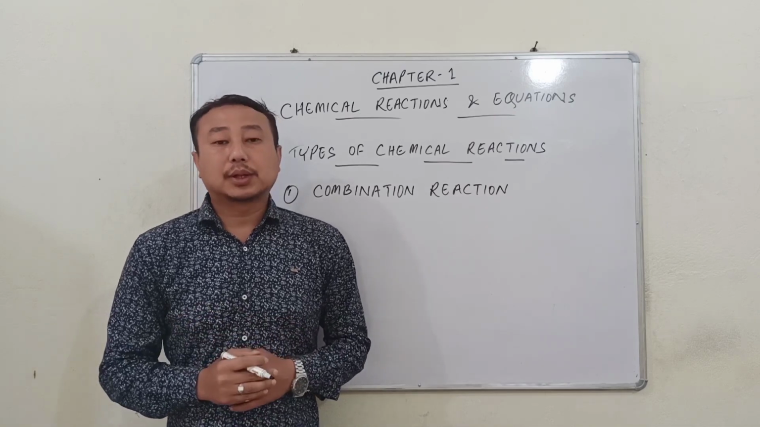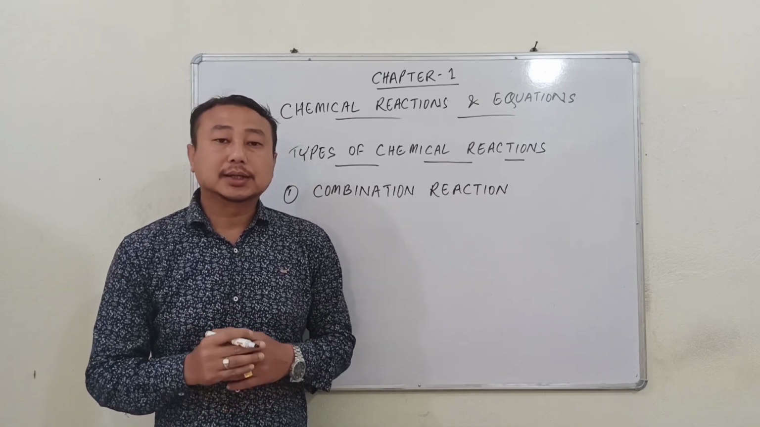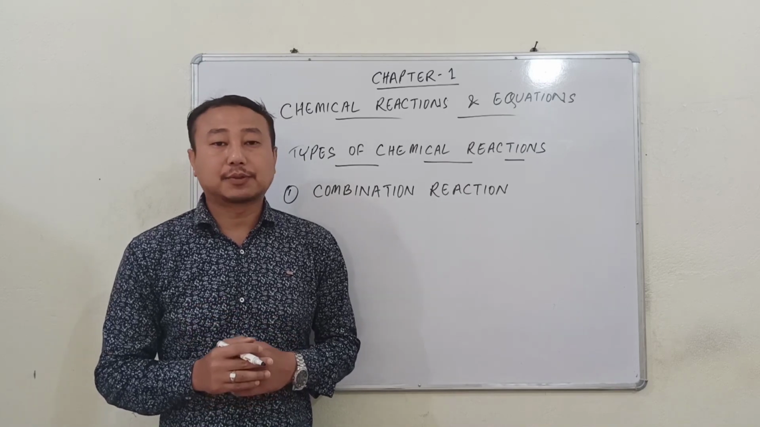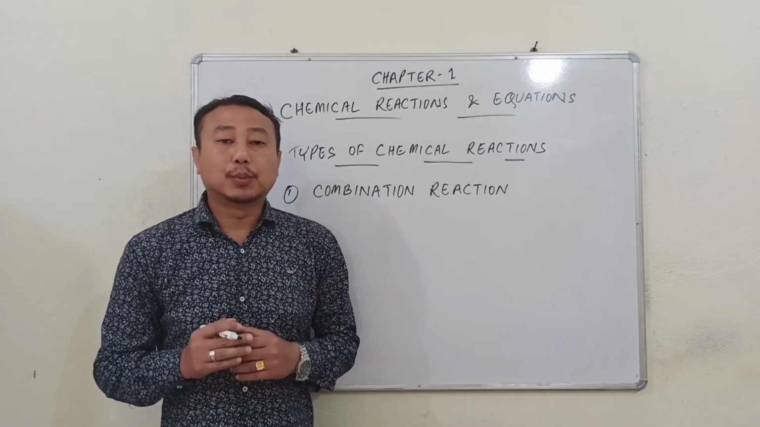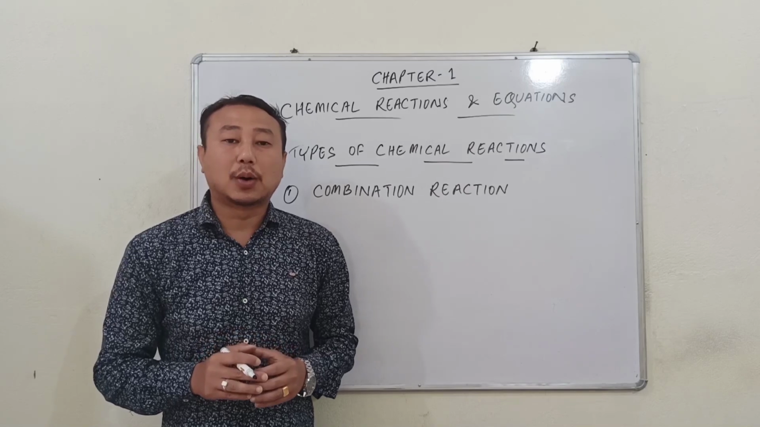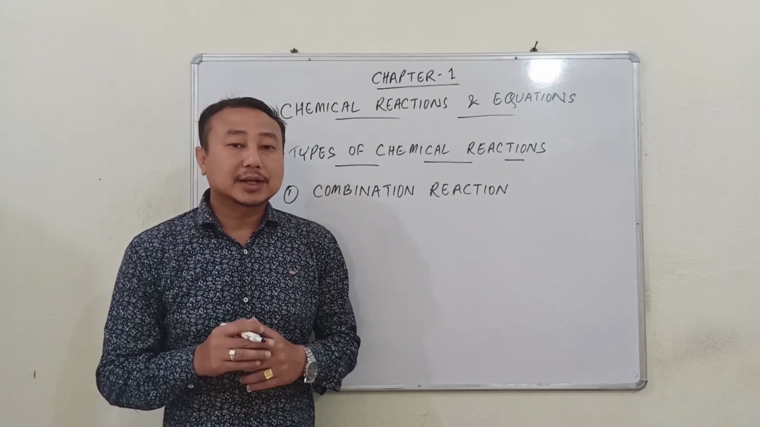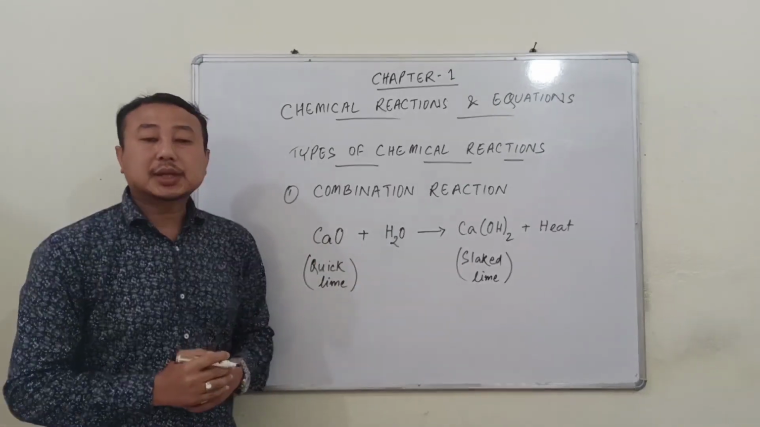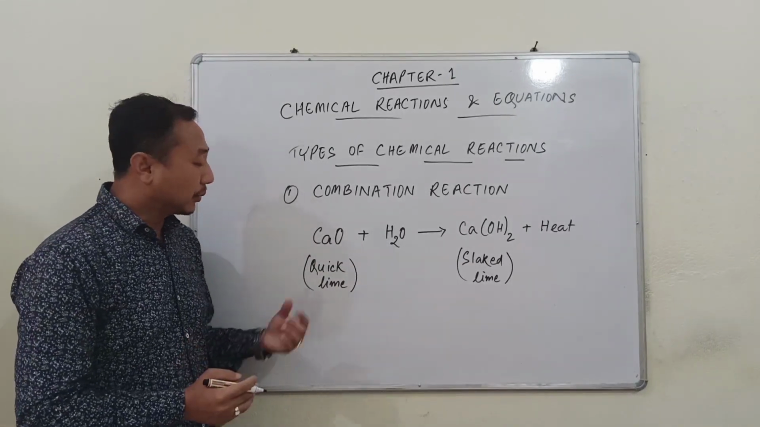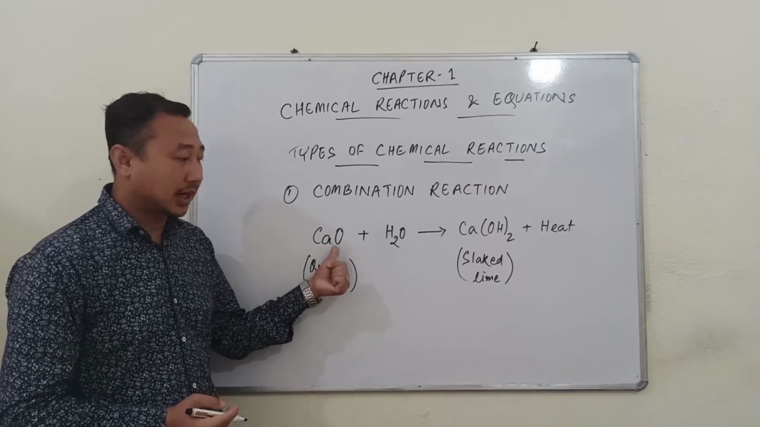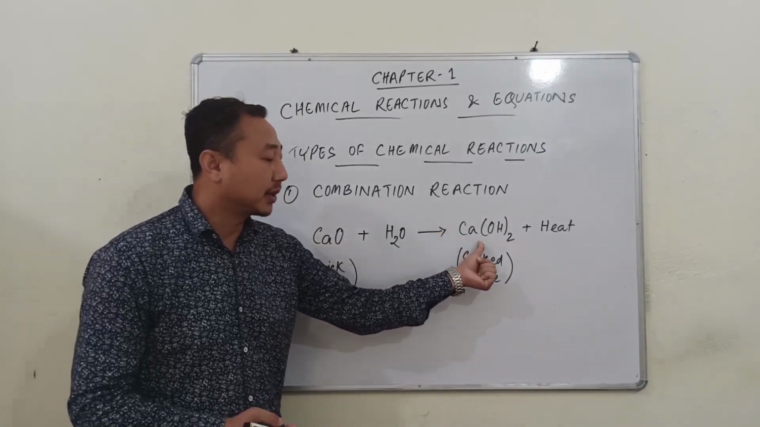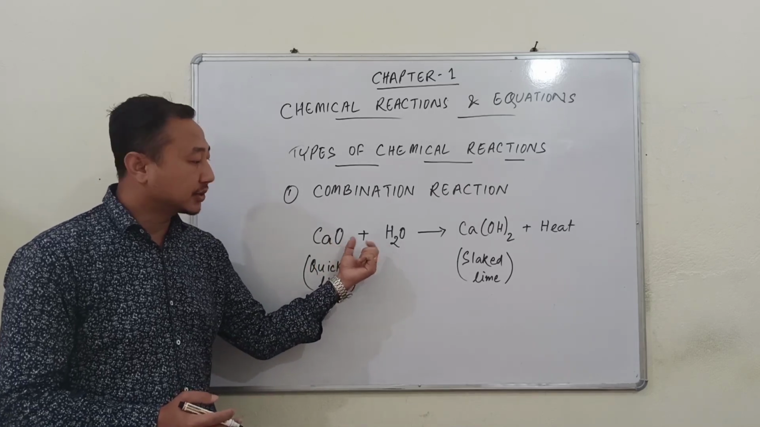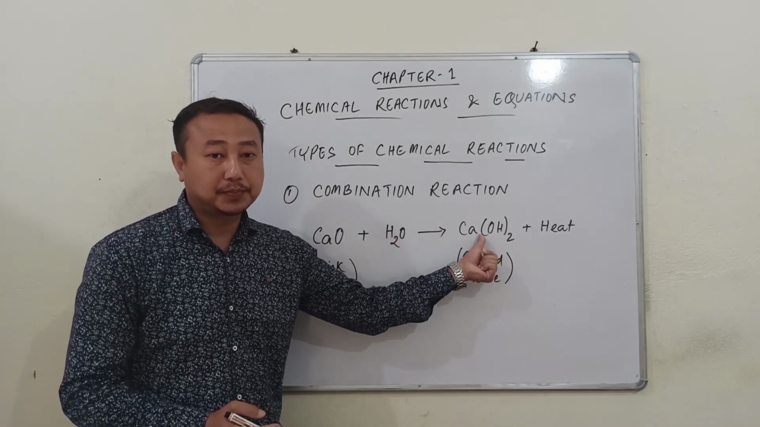The first type of chemical reaction that we are going to study today is the combination reaction. Combination reaction is the type of reaction in which two or more reactants combine to form a single product. Let us see by taking an example. In the example given on the board, we get to know that calcium oxide reacts with water to form calcium hydroxide. Here in this reaction, two reactants combine to form a single product.